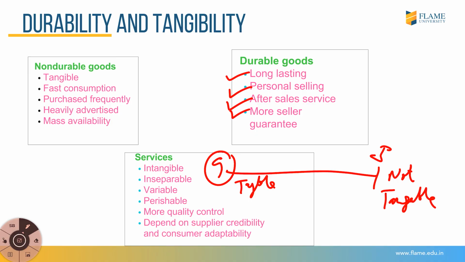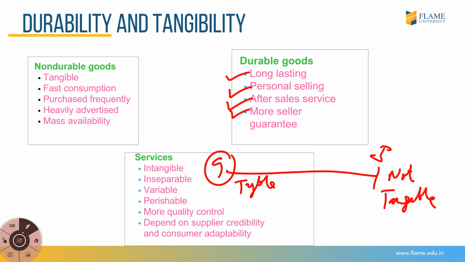Attributes are, it is inseparable. You cannot separate a doctor's expertise from him. A doctor's expertise is in his mind, in his practice. It is variable. A doctor treating your father or your mother will be treating you in a different way. It is not the same. Next, it is perishable. Once the doctor moves away, his service also moves with him. It does not linger around. Yes, the effects linger, but the service does not linger around. And this needs more of a quality control.